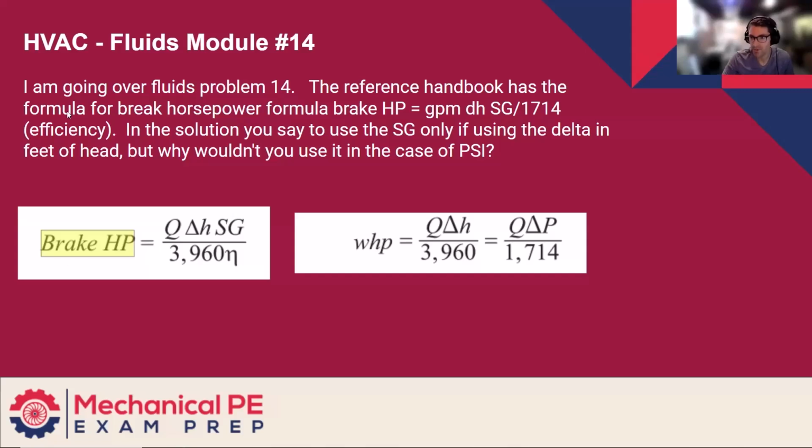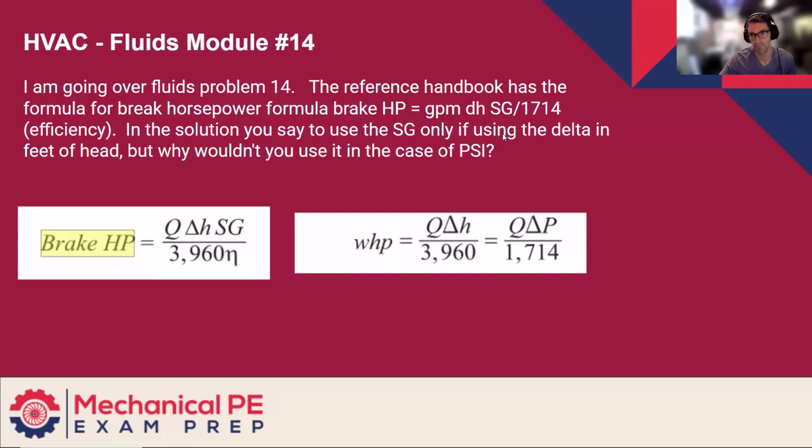So the formula from the reference handbook, this isn't quite right. I copied it below. It's actually over 3960. So it's GPM times change in head times specific gravity over 3960 times efficiency. And that's super important. That might have been a typo, and maybe the question is still a question. So we'll talk through it anyway.